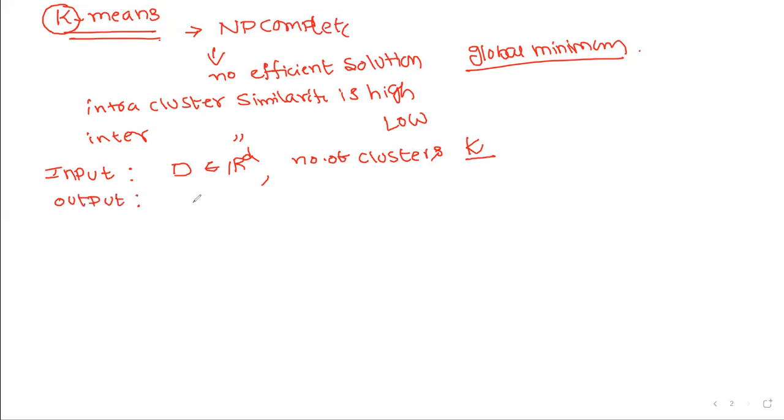What is the output? The output is to form k clusters, and each cluster has a mean. This is the concept related to mean. So for k clusters, the means are produced, for example, mu1, mu2, and so on, up to mu k. These are the means. These also belong to the instance space. This is the input, this is the output.